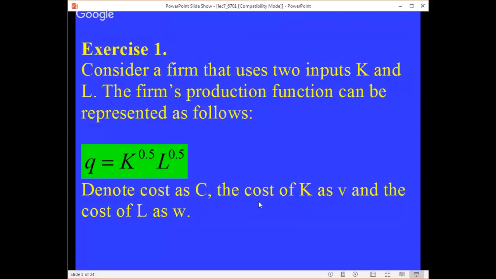So, what do you want? The first, let's see, yeah, the second question on that. What we want to do here is set up a Lagrangian, right? With this production function and the cost function.